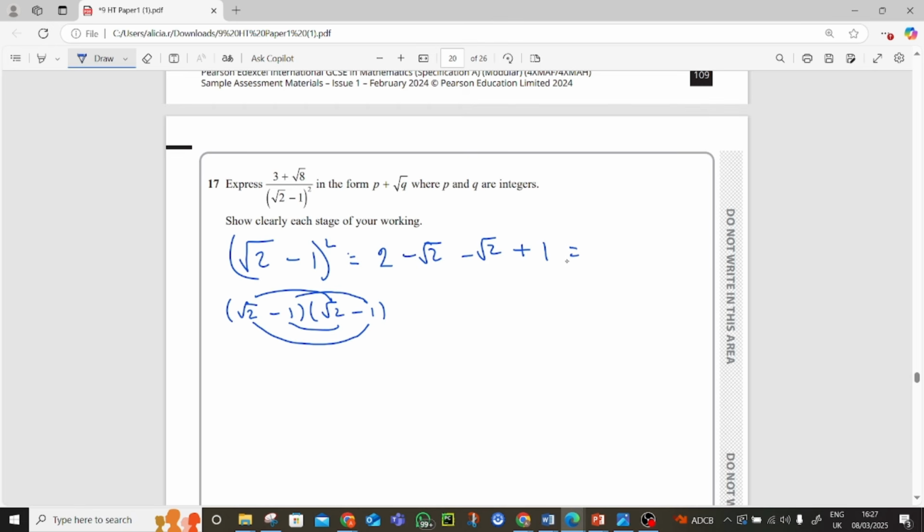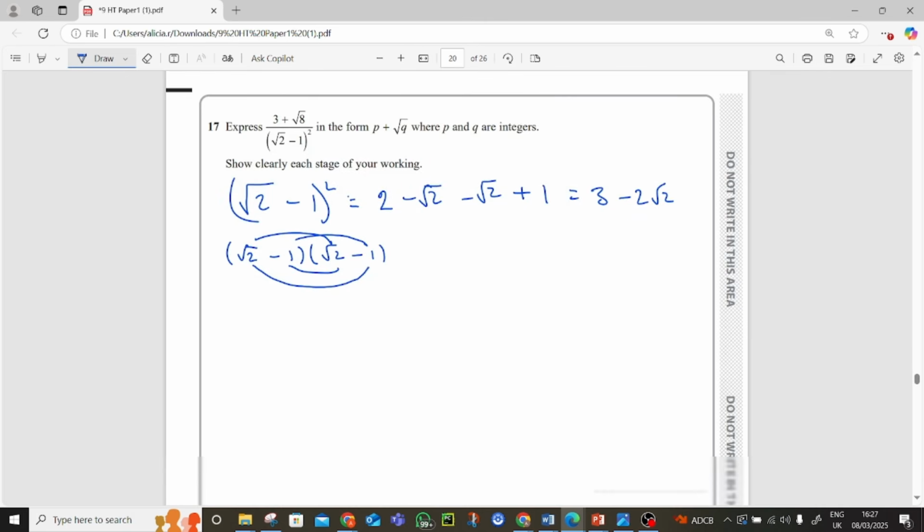And so then we can simplify this. 2 plus 1 is 3. Minus root 2 is minus 2 root 2. So this is just the denominator simplified. I'm going to rewrite this fraction again now with that simplified denominator. And actually, I'm going to rewrite the root 8 as well. The square root of 8 is the same as root 4 times root 2. We can split this up. 8 is 4 times 2. The square root of 4 is 2. So this is 2 root 2.